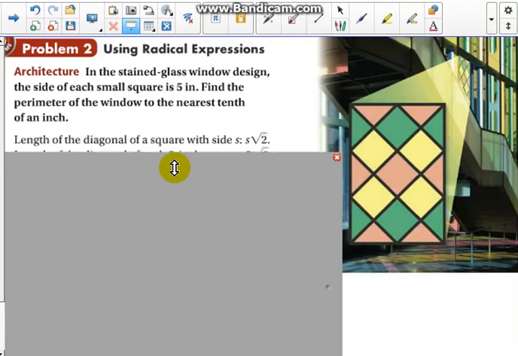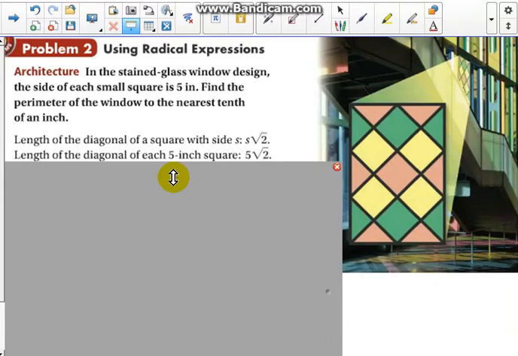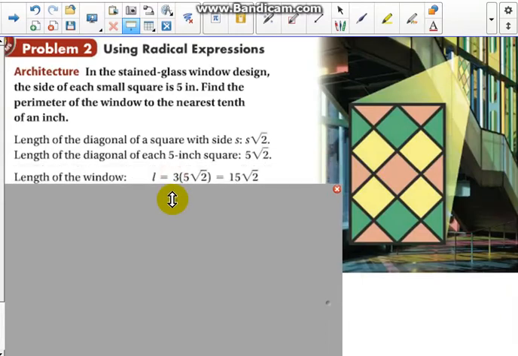It just so happens that we've got a formula for the length of a diagonal of a perfect square, and that is the length of the side of a square times radical 2. Our side length is 5, so it's 5 radical 2. They start with this long side. Here, we've got 3 of those, so it's going to be 3 times 5 radical 2, which comes out to 15 radical 2.